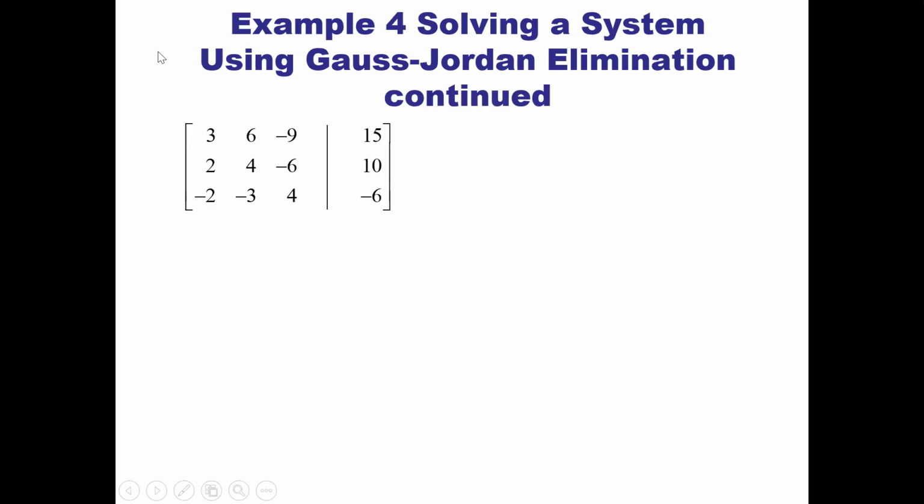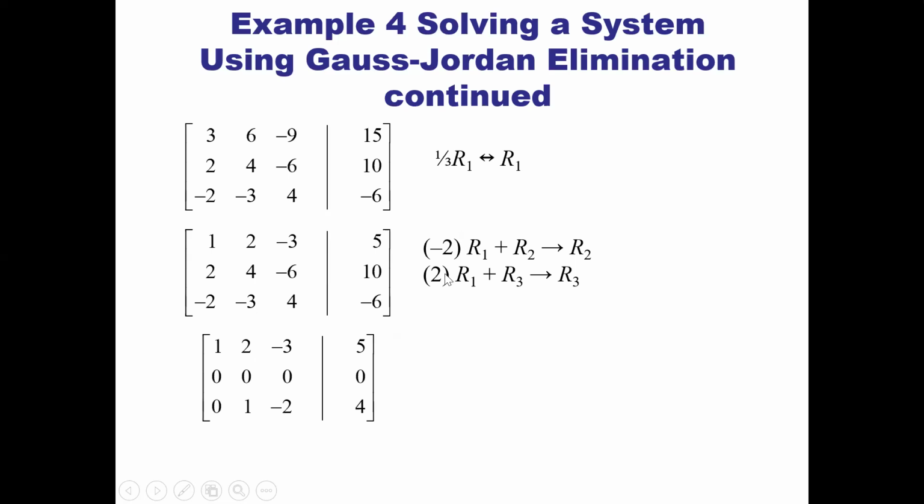So first things first, I would divide the first row by 3. And so they're taking it times 1/3 or dividing by 3. And so that's going to give me my first row. Now I'm going to take 2 times the first row, add it to the third row, and that will give me a 0. And a negative 2 times the first row, add it to the second row, and that'll give me a 0. So that's what they do.